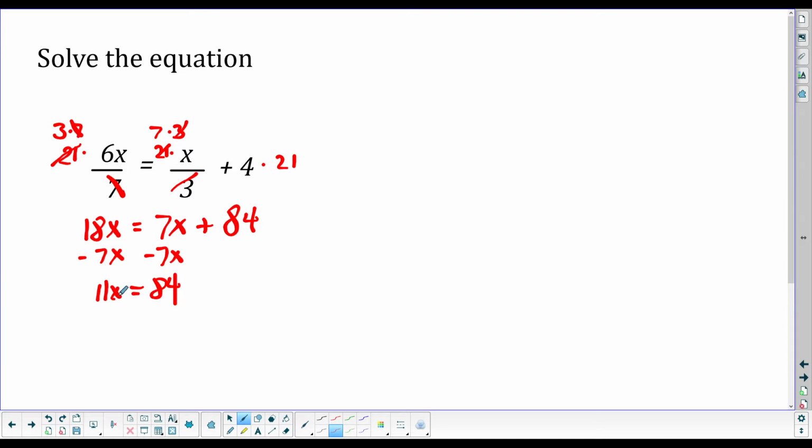And then I want to get the variable now all by itself. So I'm going to divide by 11. So I get 11 times x. I'm going to undo that multiplication with division. And so I get x is equal to 84 over 11.